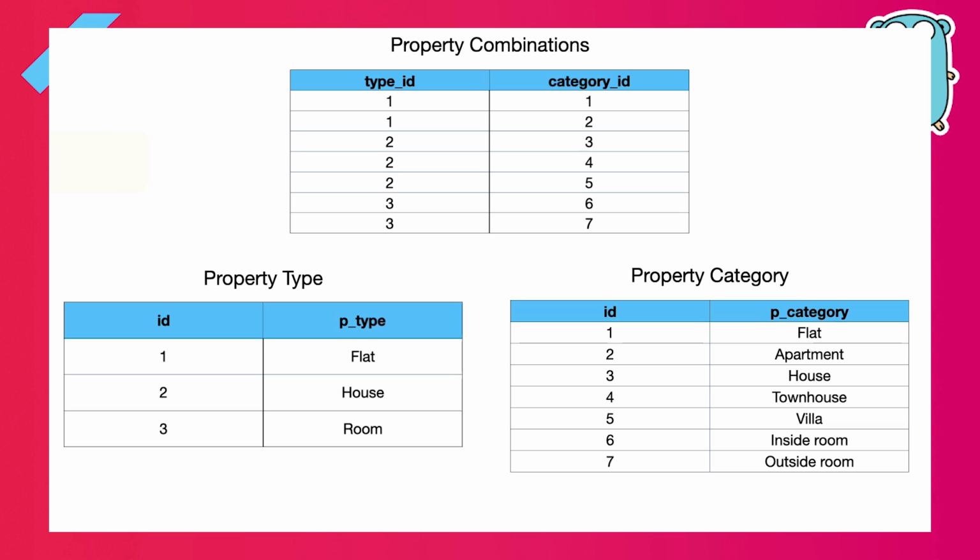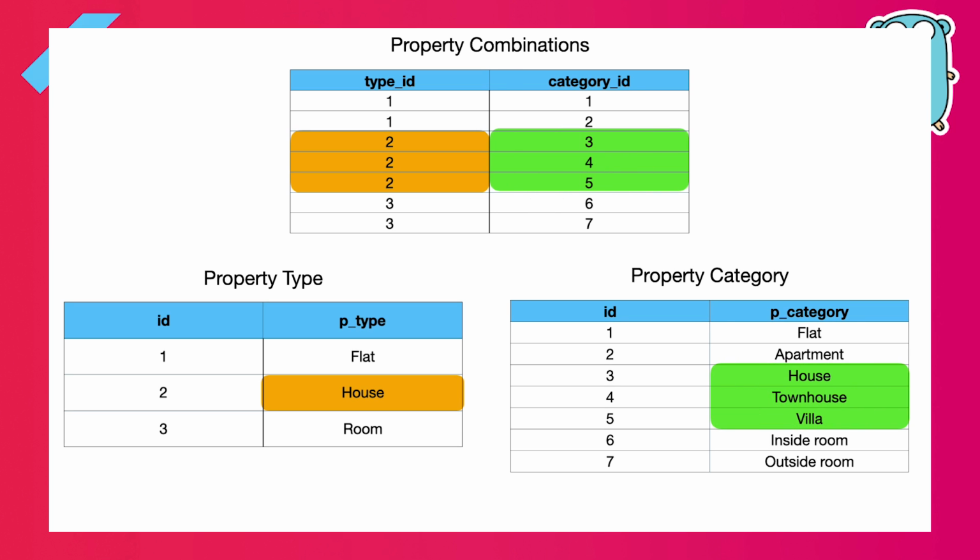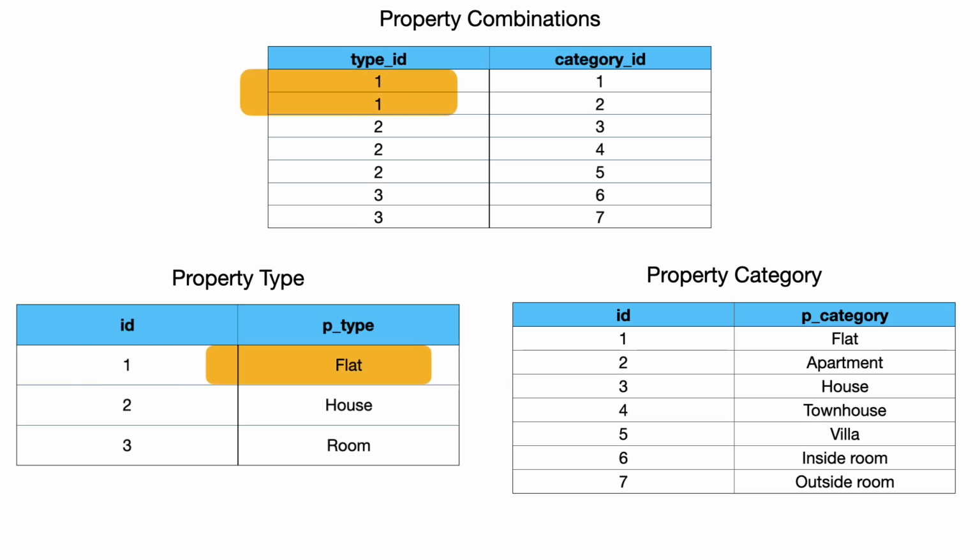A quick word about the property combinations table. It allows us to have certain categories applicable only to certain types of properties and not for others. What I mean here is, according to the combinations table, if someone selects the property type of ID 2, which is a house, then only category IDs 3, 4, and 5 should be available. Likewise, if someone selects a property type of flat, then only flat and apartment should be applicable for category selection.